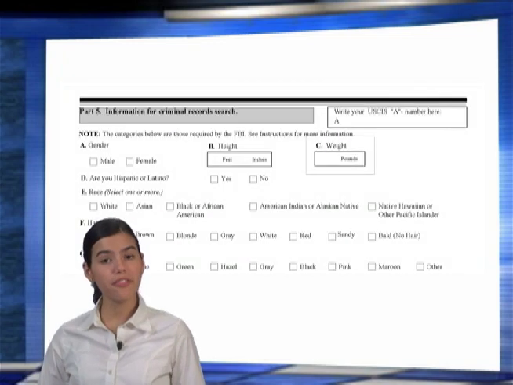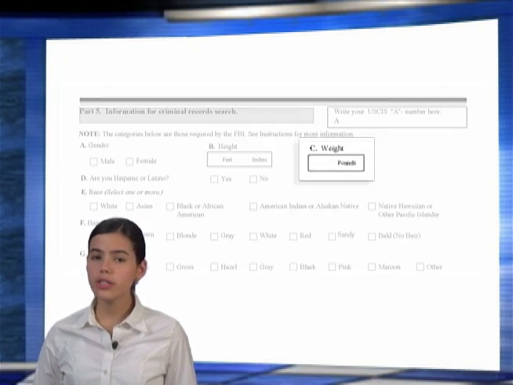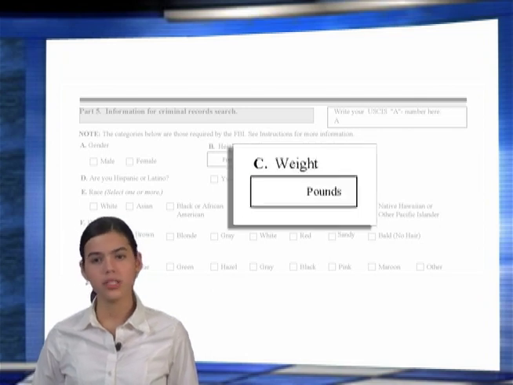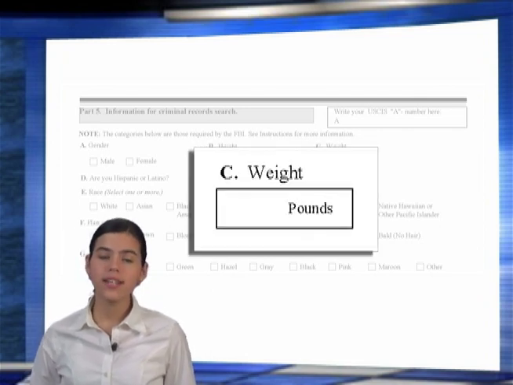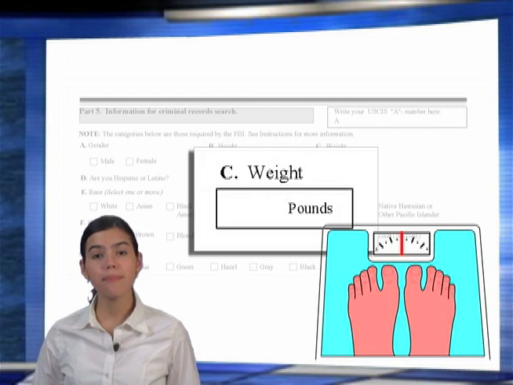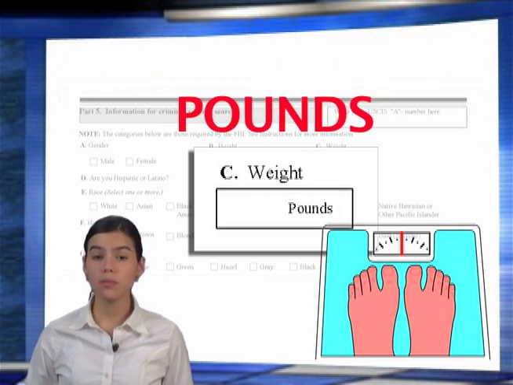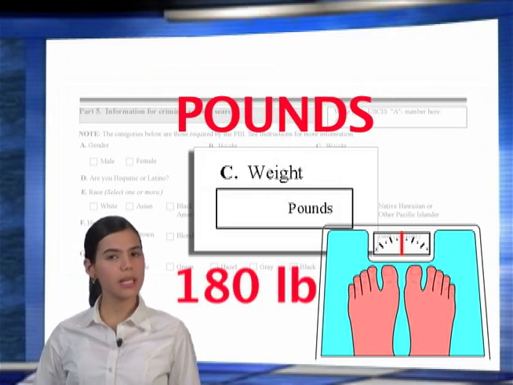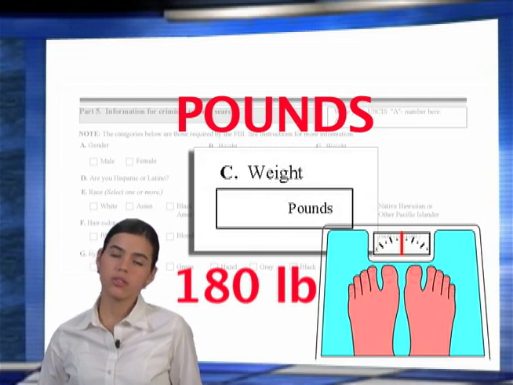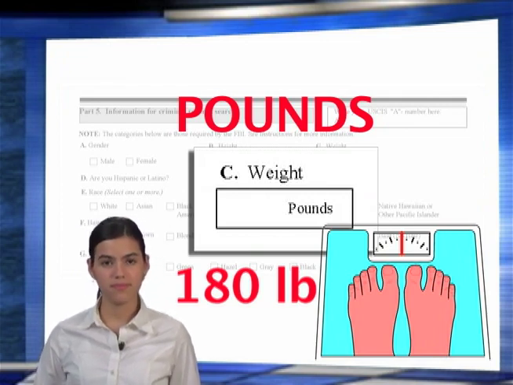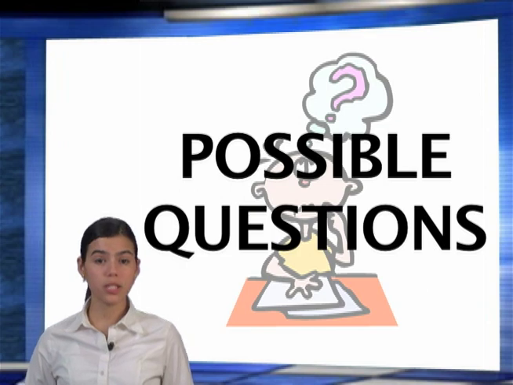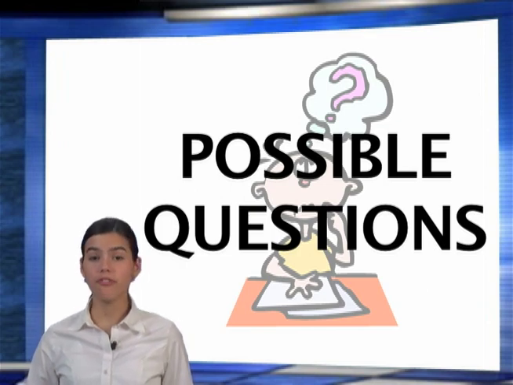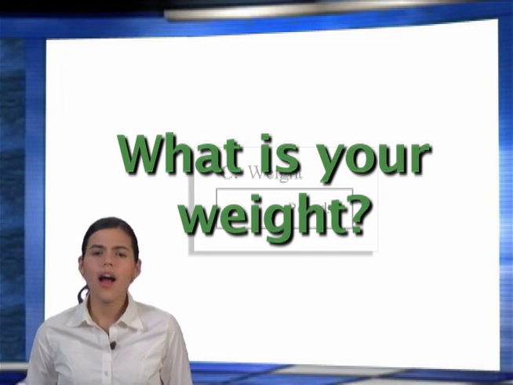In Part 5, Section C, you will need to discuss your weight. When asked your weight, the information must be given in pounds. An acceptable answer will be 180 pounds, and not just 180. Here are some of the possible questions that can be asked of you from Part 5 about your weight. What is your weight? How much do you weigh?